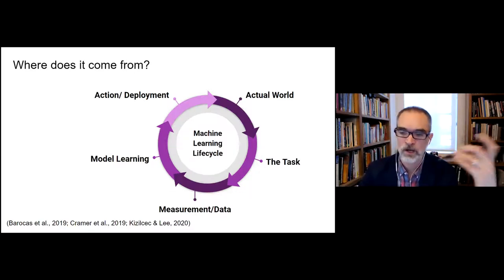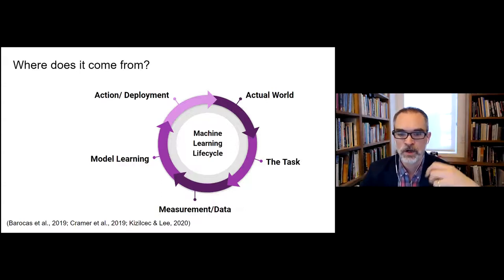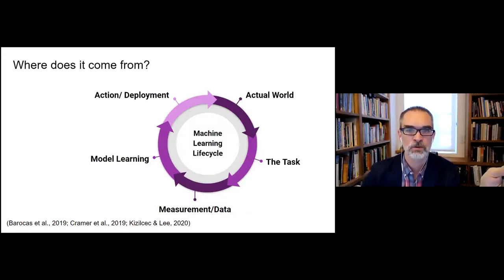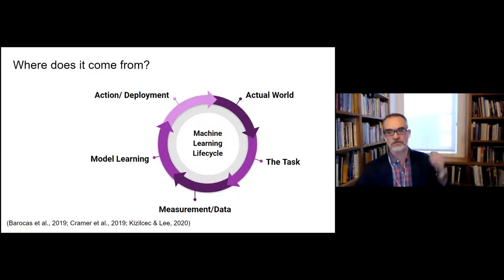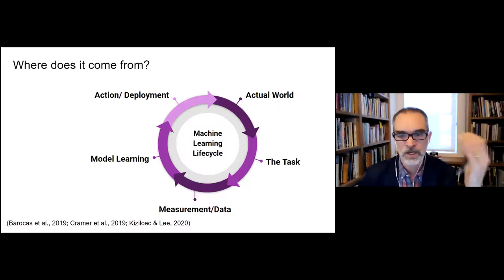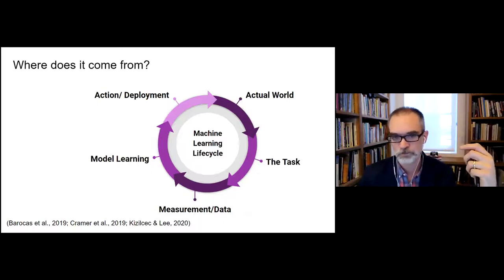Developers creating an algorithmic solution move from the actual world, the world as it is, to defining a task related to that world, to pulling together or creating a data set, to defining, training, and testing a model, and finally to putting the model into practice in some manner, whether that's automated and behind the scenes or as a form of communication to decision makers. Throughout this cycle, there are multiple points of entry for bias, and a lot of work in computer science has attempted to map kinds of bias onto the places where they're most likely to occur in the pipeline.